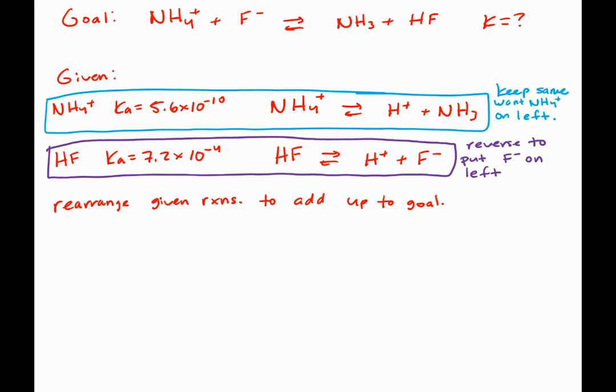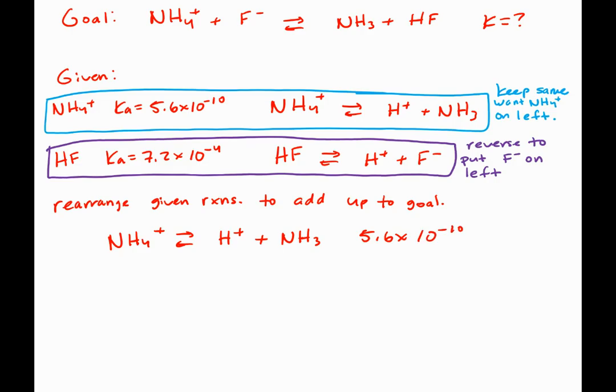So now what we're going to do is write these rearranged reactions and add them up to get the goal and think about how we manipulate the K values along the way. So now what we have, the first reaction is unchanged, still NH4 plus goes to H plus and NH3. The K here is still 5.6 times 10 to the minus 10.